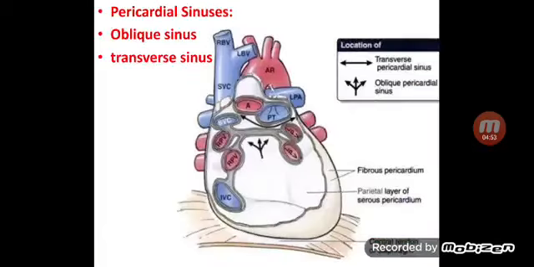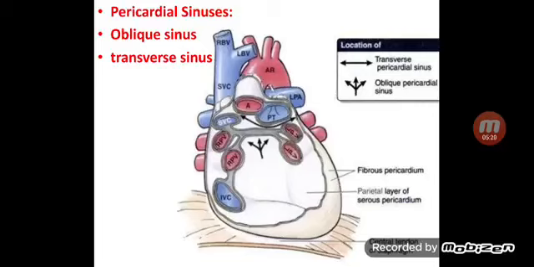The pericardial sinuses. Of course, the pericardial sinuses are related only to the serous pericardium. They are formed by serous pericardium. There are two pericardial sinuses. One is the oblique sinus and the second one is the transverse sinus. Both are formed by reflection of the serous pericardium.